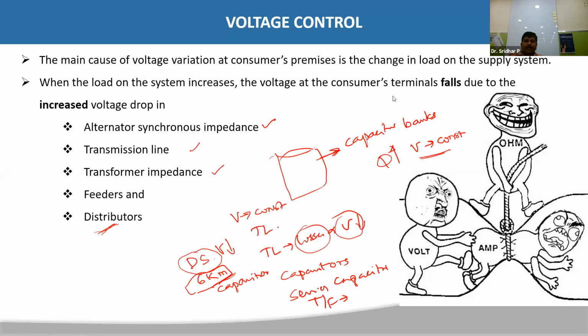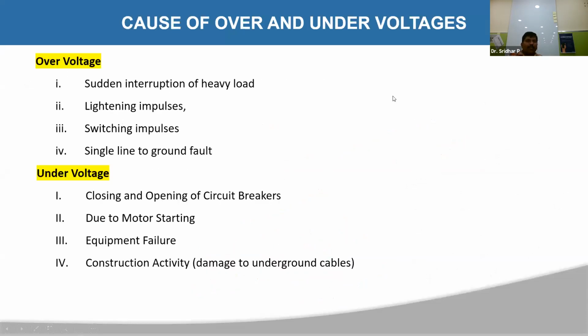Next thing is over voltages. I think over voltages and under voltages we have discussed. What are these over voltages? Sudden interruption of heavy load. Suppose a heavy load is suddenly released from the system. What happens? You can see some over voltage in the system.